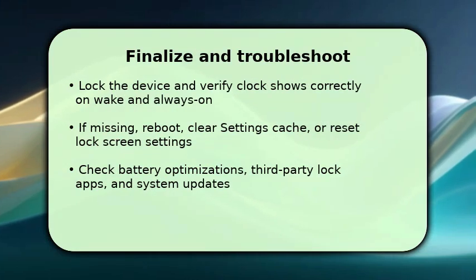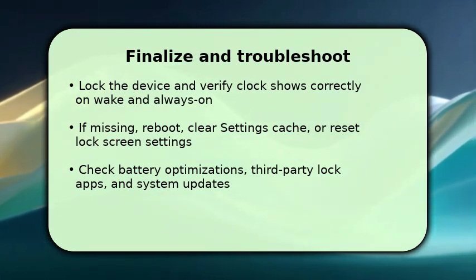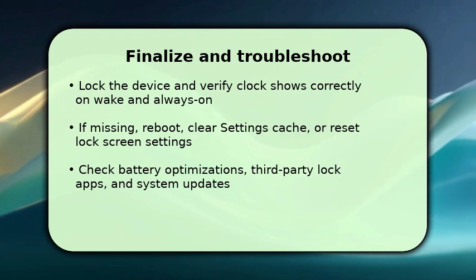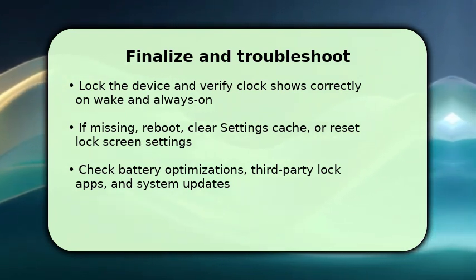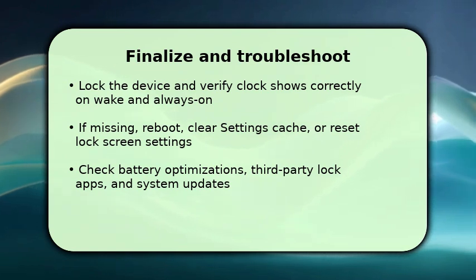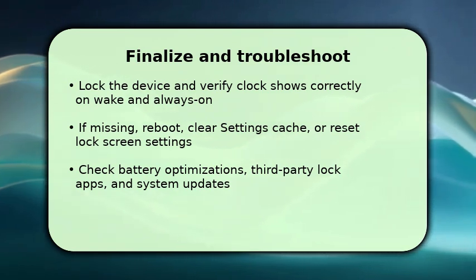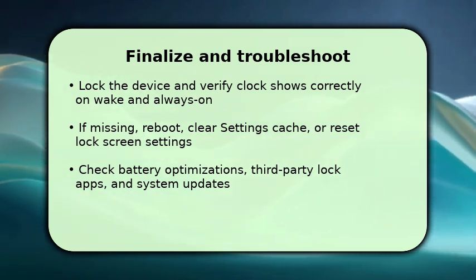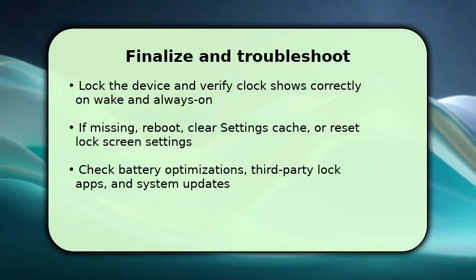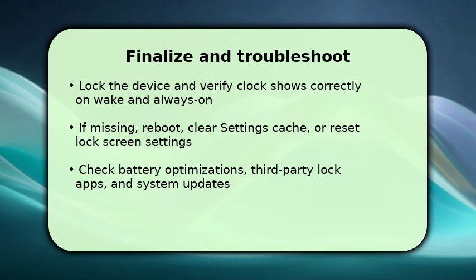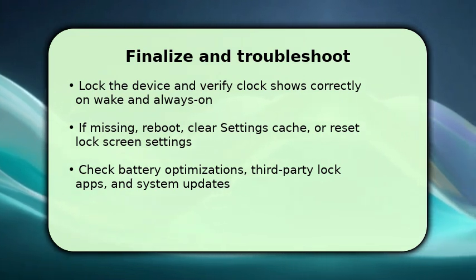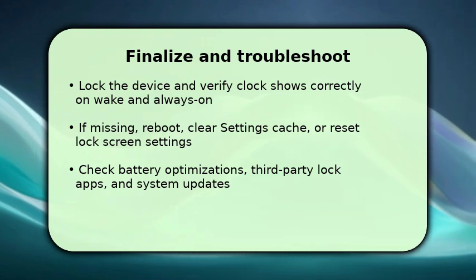If the clock is missing, reboot first and then clear settings, app cache, or reset lock screen preferences. Sometimes a third-party lock or battery optimizer interferes, so disable those temporarily. Make sure the system is updated and battery optimization doesn't throttle the always-on display. If problems persist, try toggling the clock off and back on, or consult your device's support for vendor-specific lock screen quirks.